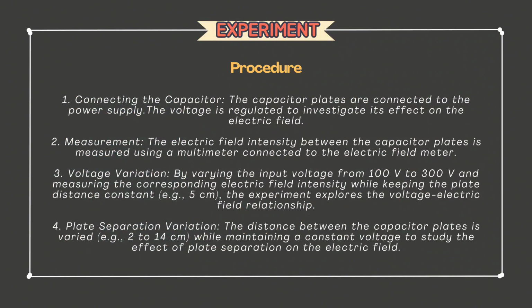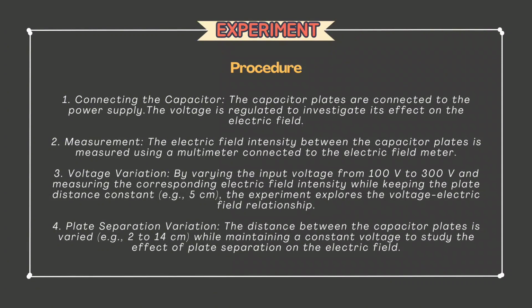Next, for the procedure of this experiment, firstly, we have to connect the capacitor plates. The capacitor plates are connected to the power supply, and the voltage is regulated to investigate its effect on the electric field. Next, we will measure the electric field intensity between the capacitor plates by using a multimeter which is connected in a parallel circuit to the electric field meter circuit. For part 1 of this experiment, we will be changing the input voltage from 100 volts to 300 volts, and then we will be measuring the corresponding electric field intensity while keeping the plate distance constant, in this case 5 cm. This experiment can help to determine the relationship between voltage and electric field.